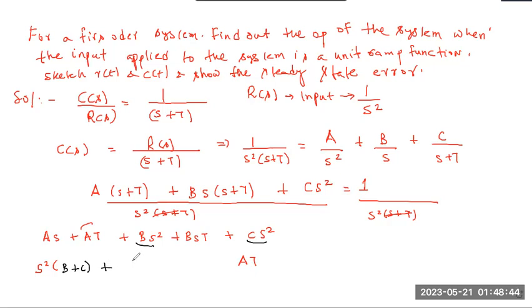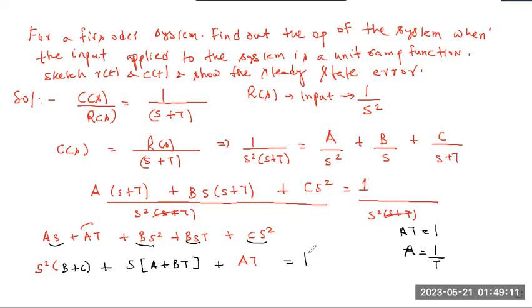And which are the s terms? A s and B s T. So the s terms I can write as A plus BT. And the rest will follow: AT is equal to 1. So this is a constant value. So I can say that my AT value is equal to 1, so my A value would be equal to 1 by T.